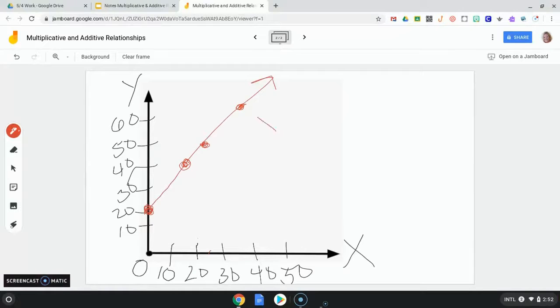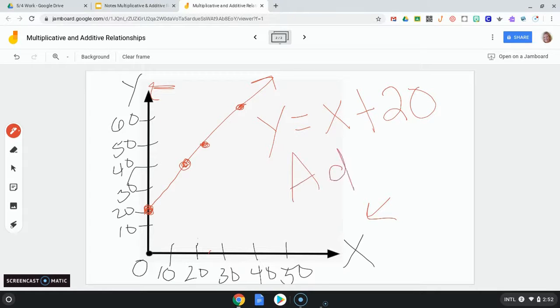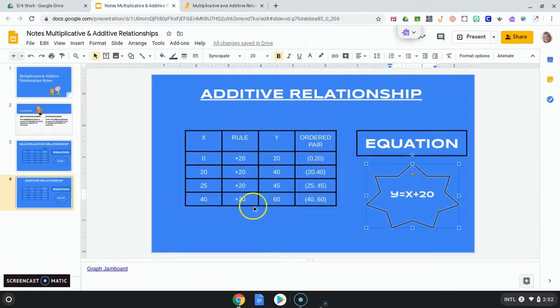And remember, the equation is we get our y values over here by doing x plus 20. So I'm taking my x values down here and adding 20 to them to get my y values over here. And again, this is what we call an additive relationship. Okay, so that's really it. It's just a matter of being able to figure out your rules, to fill in this graph and then to make your equation.